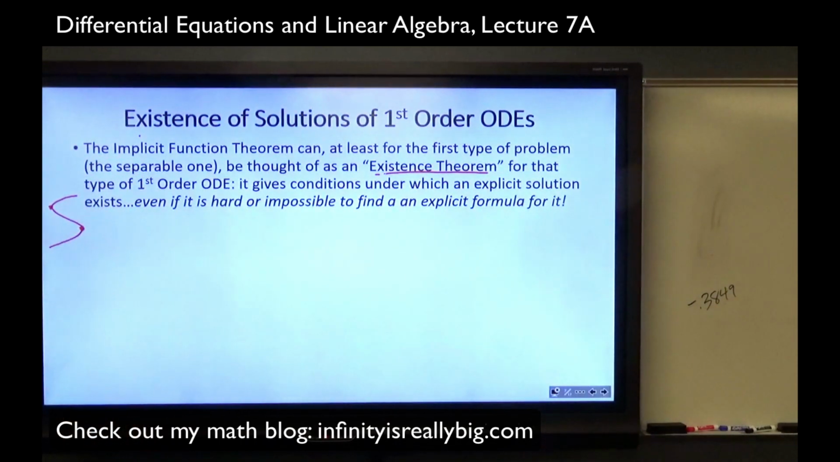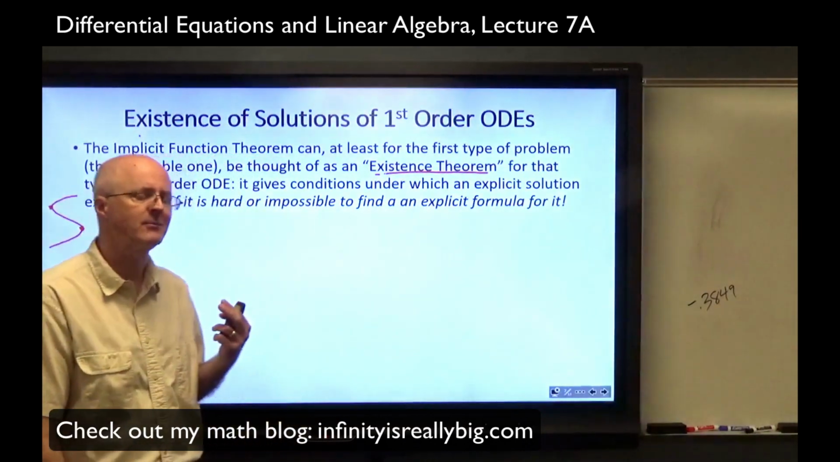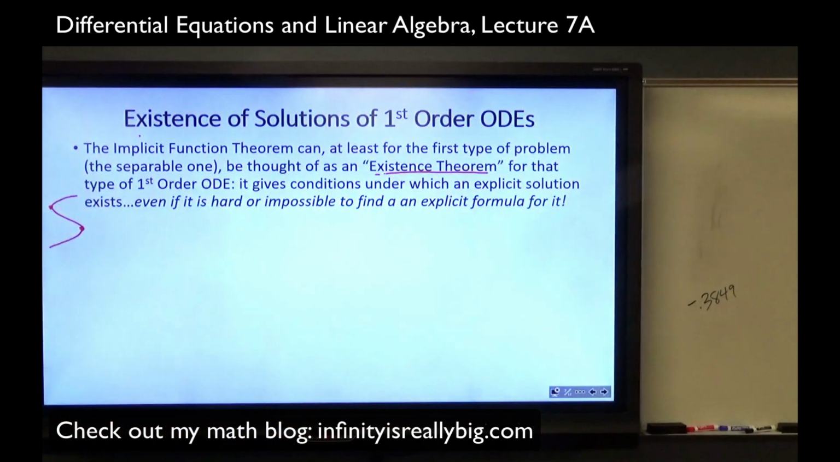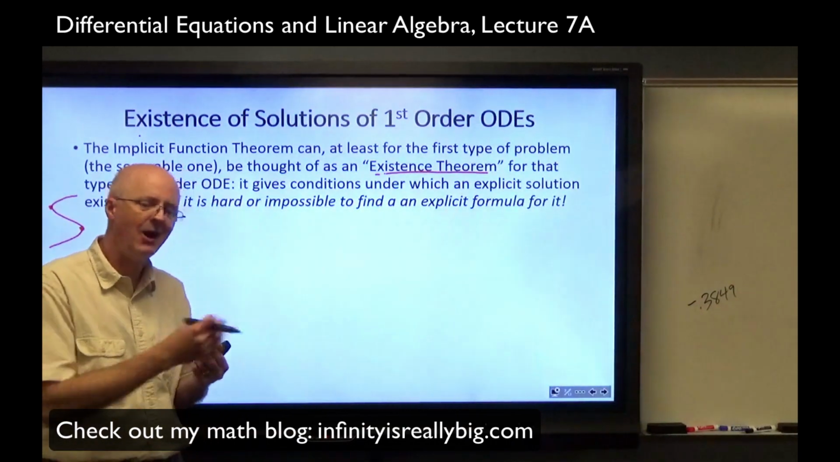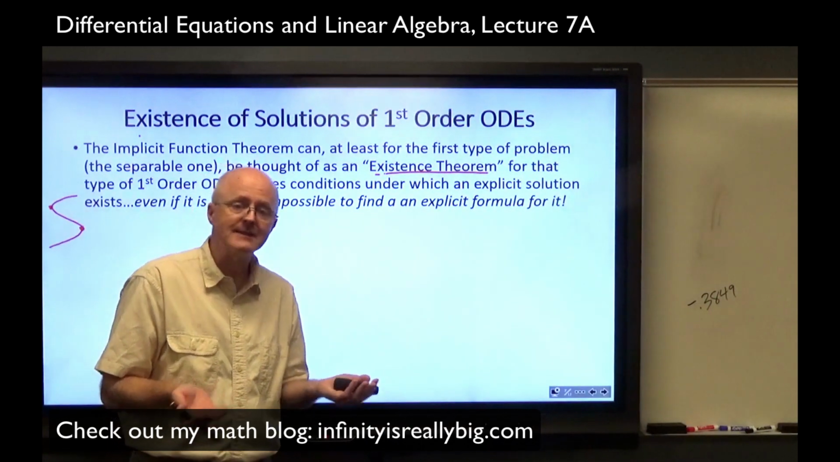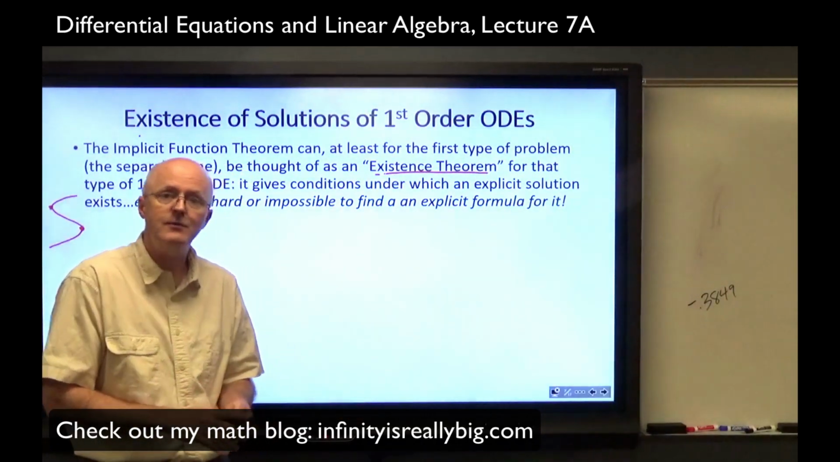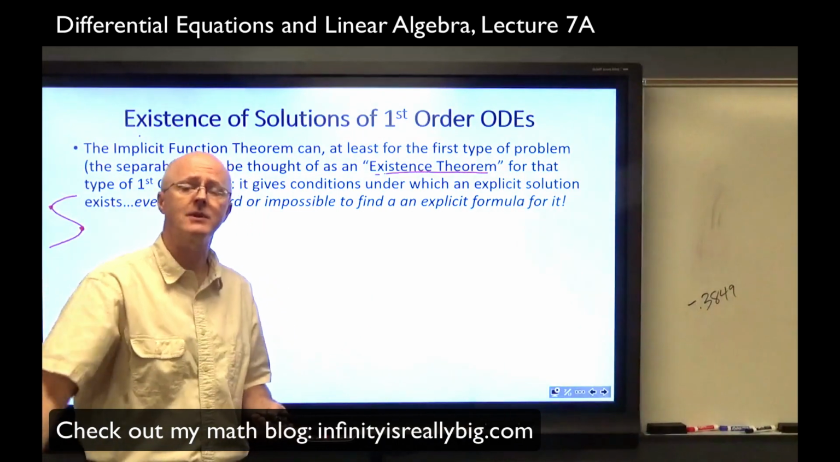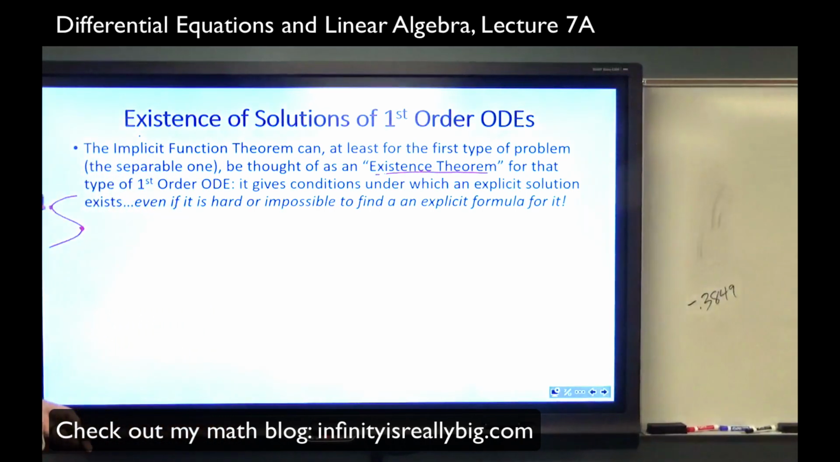For that type of ODE, it gives conditions under which an explicit solution exists, even if it is hard or impossible to find an explicit formula for it. It's a very hard concept for people to get their minds around. We're so used to functions having to have formulas. But no, the function can exist even without a simple formula. All that's necessary is that the outputs are completely determined by the inputs over some domain. It doesn't have to have a formula. But to know it exists is important, to know that we're studying something that exists, and to know we can approximate it. With Euler's method, for example, we can approximate it, and we can believe the slope field is giving us good information about the solutions.